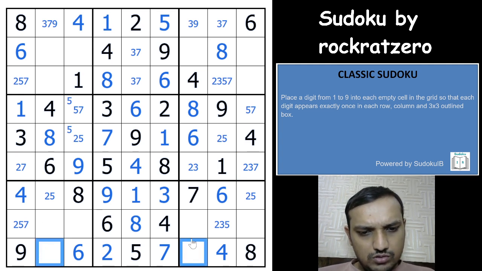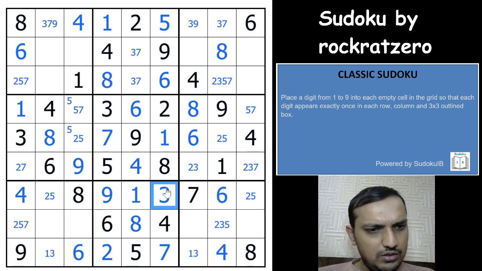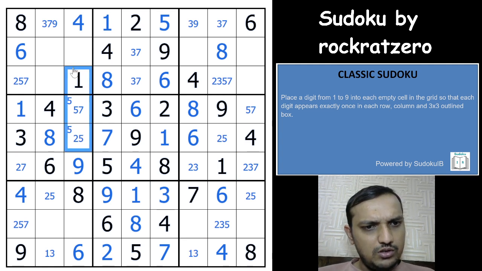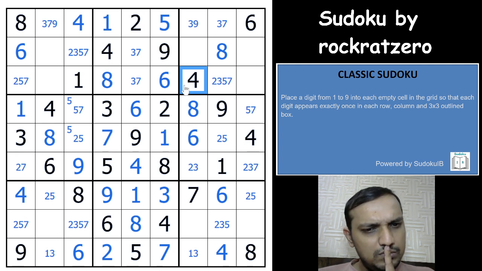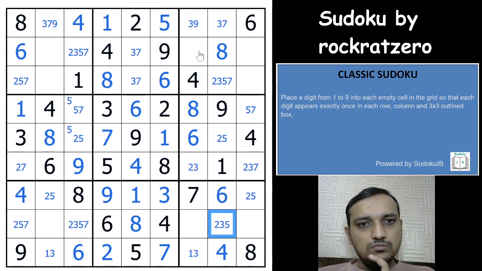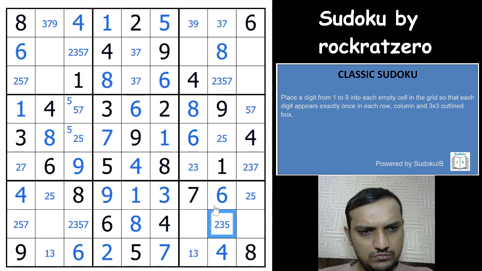It's just a few cells remaining. There has to be something here. 2, 3, 5 and 7. Come on, let us see what we are missing here.